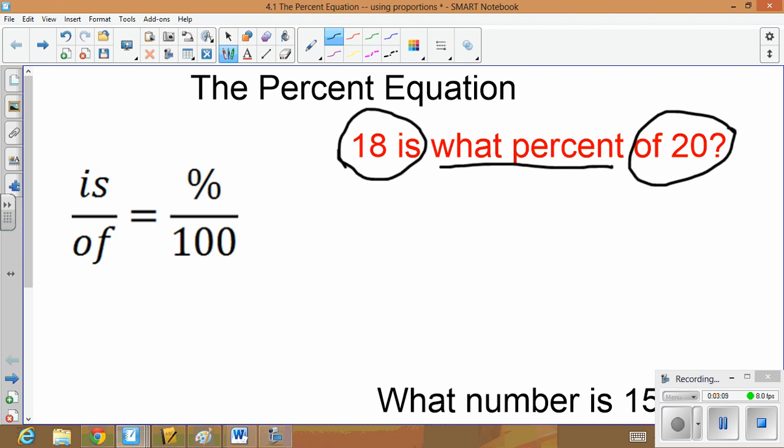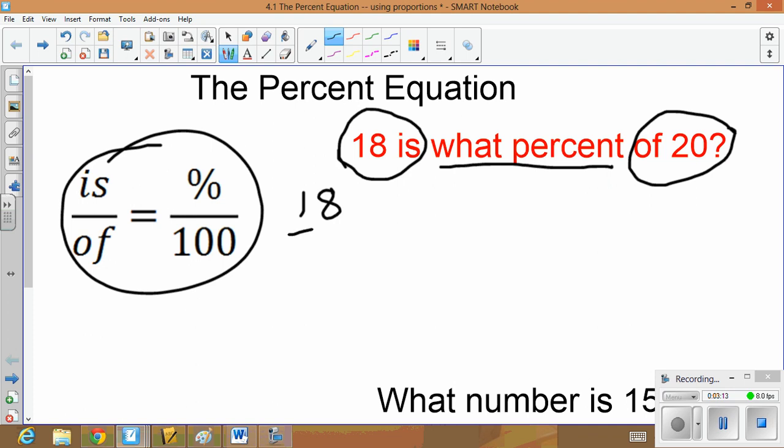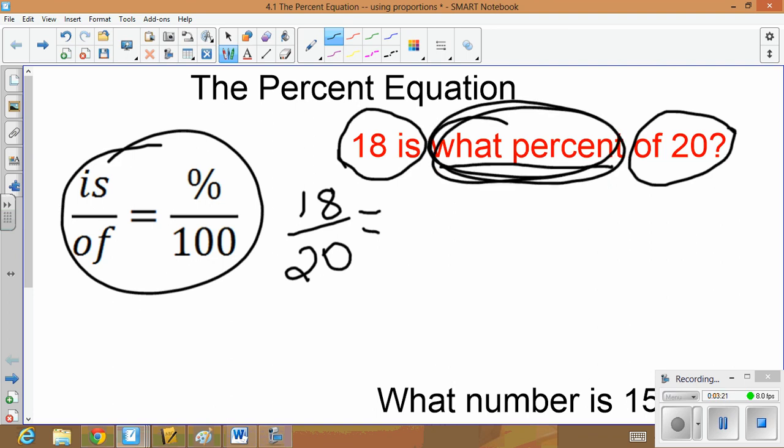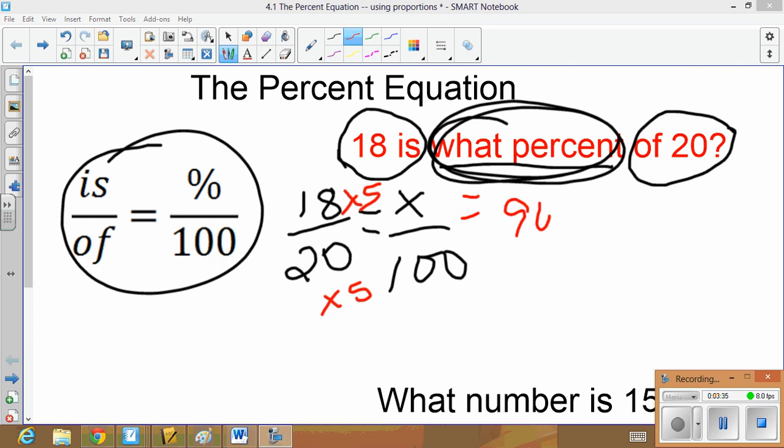So when I use the proportion, I'm going to write 18 over 20, is over of, equals, I don't know the percent. That's my question. What percent? So x over 100. Again, we can solve this two ways. 20 times 5 is 100. So 18 times 5 is 90. Okay, so that's one way we can solve this.